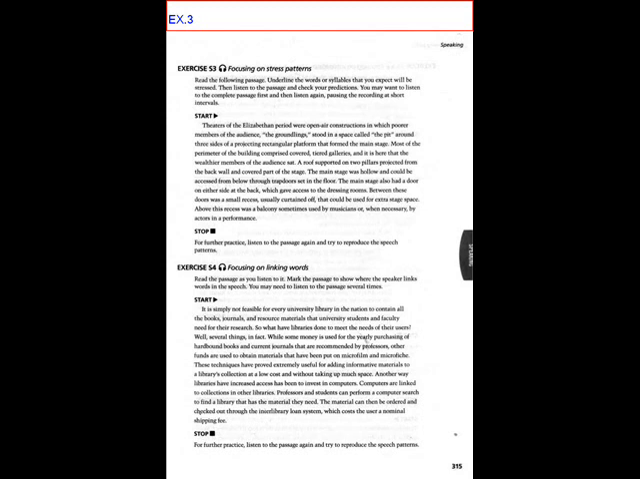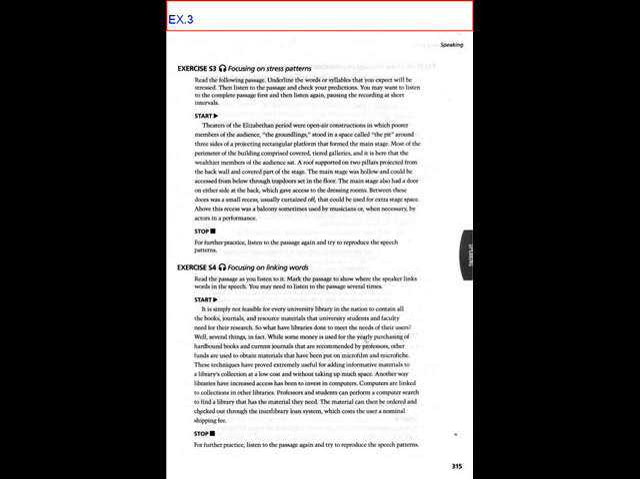Most of the perimeter of the building comprised covered, tiered galleries, and it's here that the wealthier members of the audience sat. A roof supported on two pillars projected from the back wall and covered part of the stage. The main stage was hollow and could be accessed from below through trap doors set in the floor.